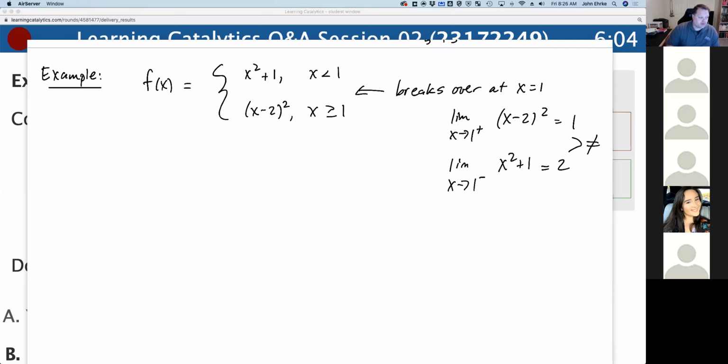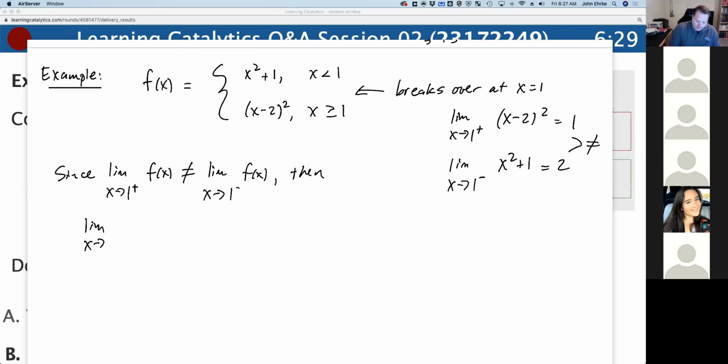Since the limit from the left and the limit from the right don't match, based on our limit law from Monday, we say the limit at x equals 1 doesn't exist. Since the limit as x approaches 1 from the right does not equal the limit as x approaches 1 from the left, then the limit as x approaches 1 from both sides simultaneously does not exist.